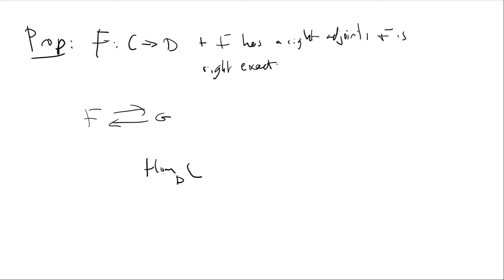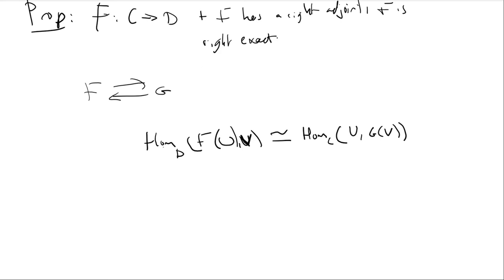We have Hom in D of F of u, v. My u and v look very much the same. Let's try to make them different. This is isomorphic to Hom in C of u, G of v. Like so. And the important thing about this isomorphism on Hom sets is that it gives us an equivalence of categories between C lower v and C upper G of v.